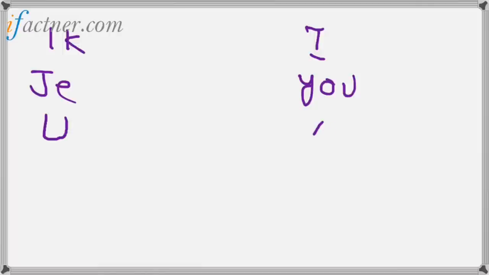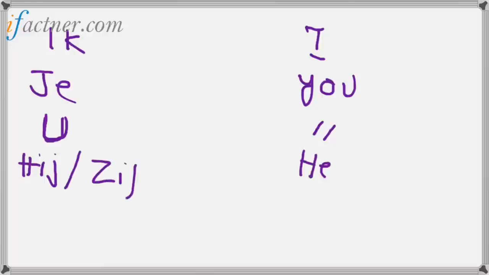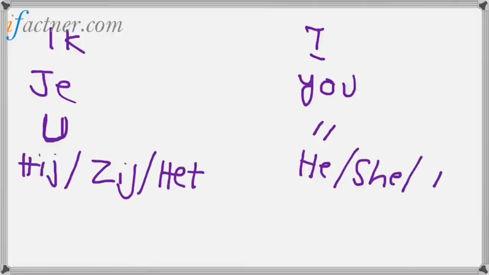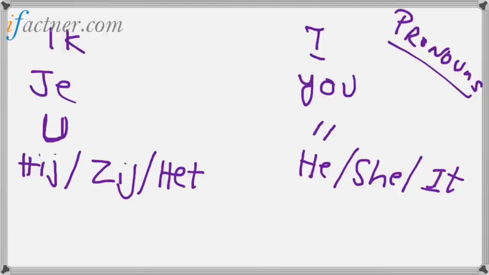Ik means I. Je means you. And if you would like to be polite, then you can say u, which also means you. And hij means he. Zij means she. And het means it. So these are pronouns. And we have got jullie.